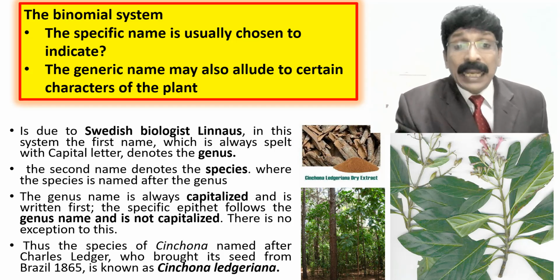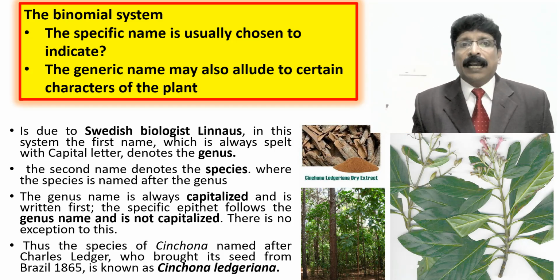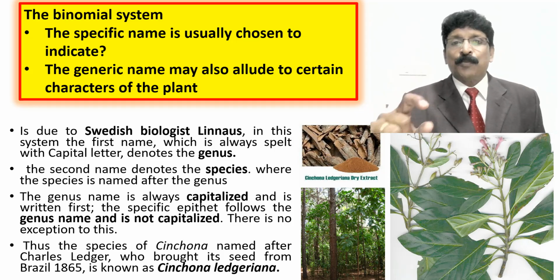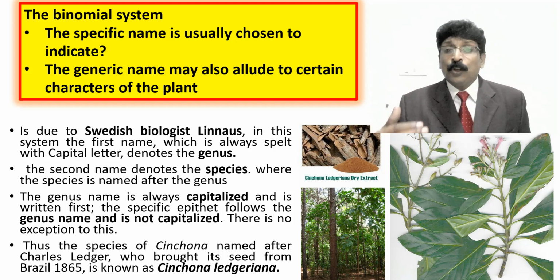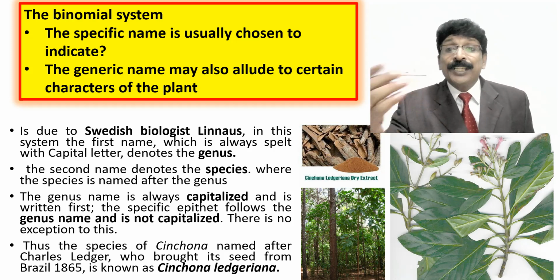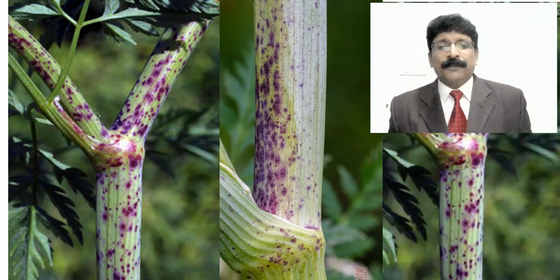So L stands in a small letter. You can see that very clearly in my slide. Cinchona ledgeriana, L is a small letter. So when you write other species also, when you write Cinchona succirubra, S should be small. Cinchona officinalis, O should be a small letter. C should be a capital letter for the genus.